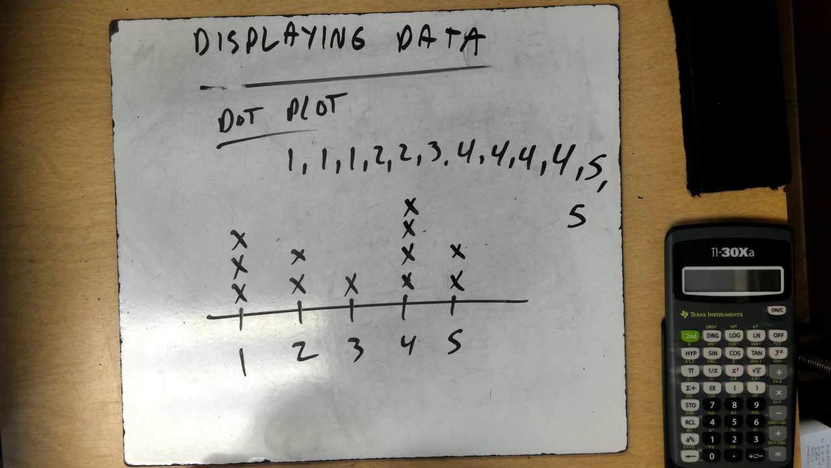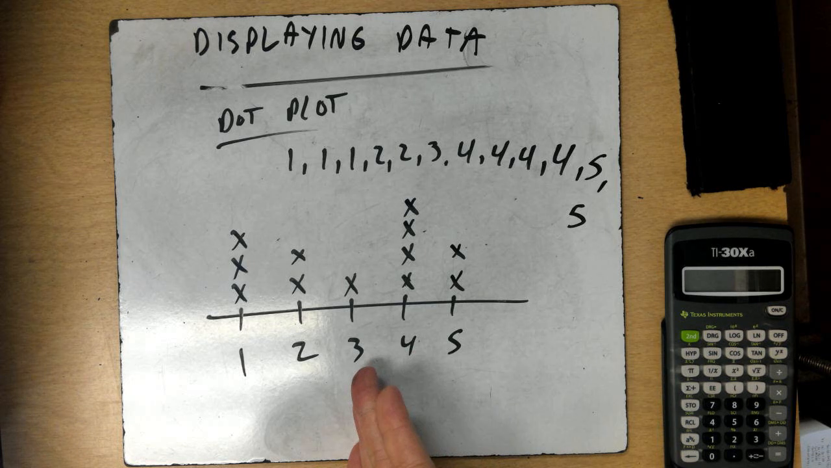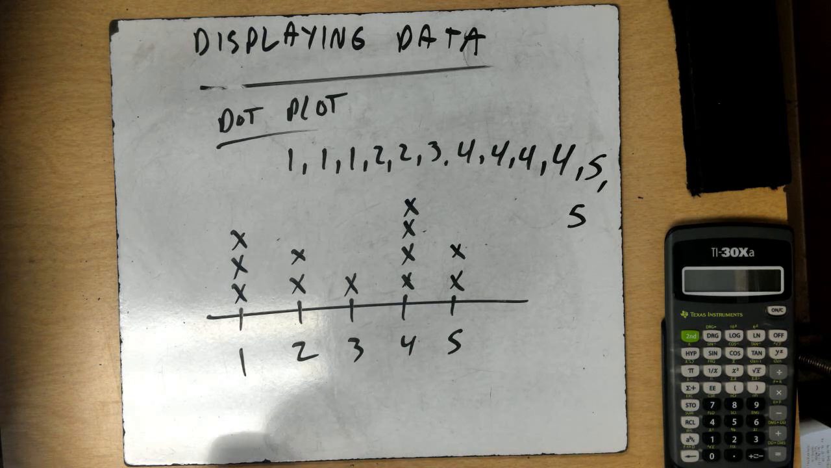Okay, and now you can see which number has the most, 4, which number has the least, 3, right? It's kind of easier to see if you categorize it that way. And that's it for a dot plot, right?